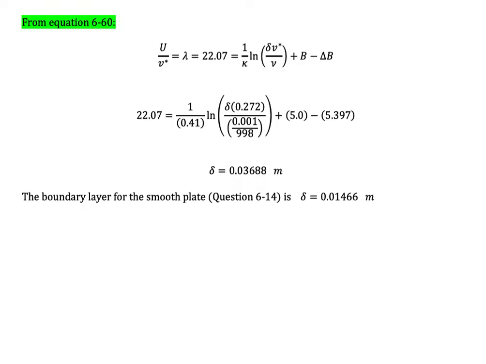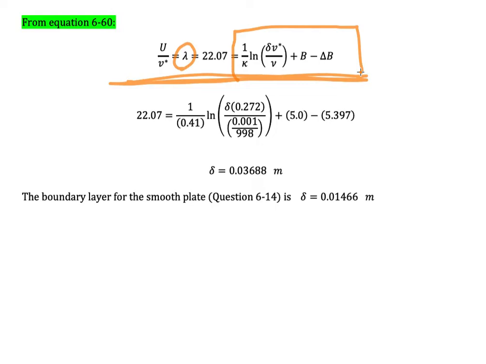Okay, after that we need to solve this equation. We have lambda equal to 1 over k ln delta v star over nu plus b minus delta b. The unknown here is delta, which is the boundary layer thickness. If we substitute all the values we get, b here is a constant of 5.0. And then we get delta equal to 0.03688 meter.